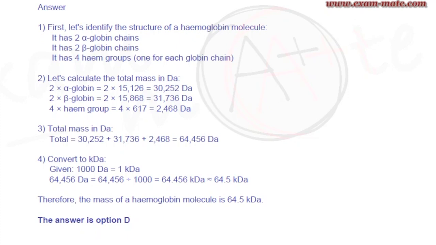3. Total mass in Da. Total equals 30,252 plus 31,736 plus 2,468 is equal to 64,456 Da. 4. Convert to kDa. Given, 1000 Da equals 1 kDa. 64,456 Da equals 64,456 divided by 1000 is equal to 64.456 kDa, which is almost equal to 64.5 kDa. Therefore, the mass of a hemoglobin molecule is 64.5 kDa. The answer is option D.